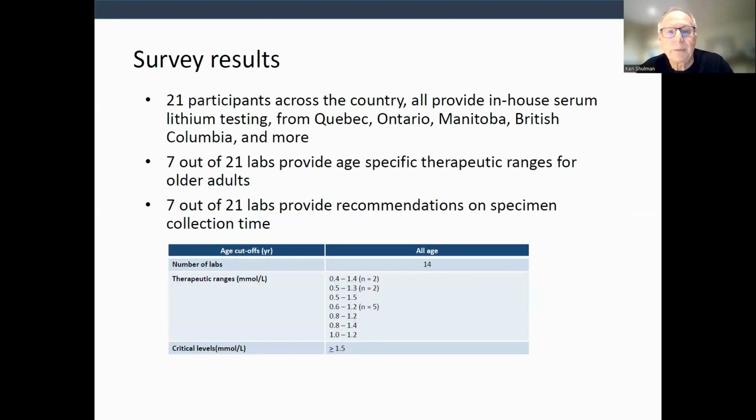The last slide that I'm going to present shows the results from 21 labs across the country. You can see that only a third of them provided age-specific ranges. But look at the list. The upper level of the normal therapeutic range is still way too high: 1.4, 1.3, 1.2. So our job now is to work with the labs across the country and internationally to lower the recommended therapeutic ranges based on this work. I'm going to stop there and we can move on.